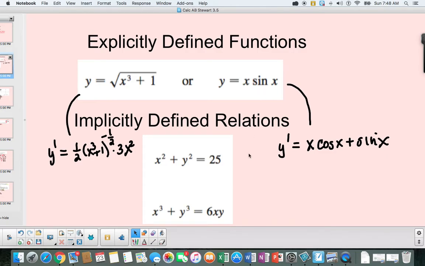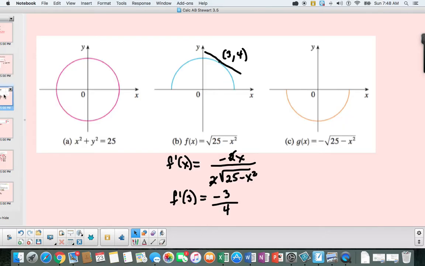Here are some implicitly defined relations. They're not necessarily functions. This is our circle, and this is another curve. Let's take a look at the circle. We can split the circle apart into two functions, and that's what we've done in the past. Notice that I was able to take the derivative. I even evaluated it at (3, 4) and found the slope was negative 3/4, which seems plausible since it does look like a negative slope. The question is, can I just use this relationship to find the derivative?